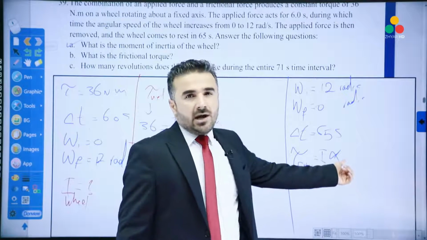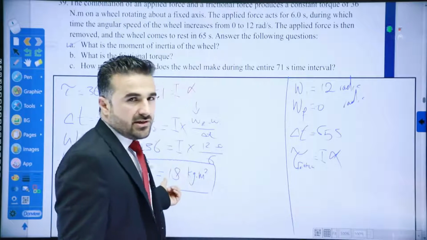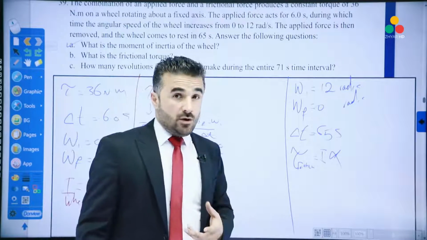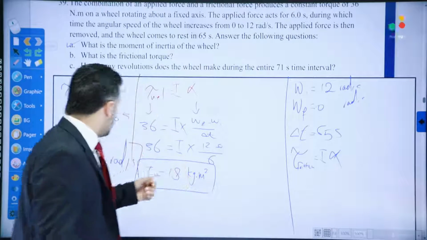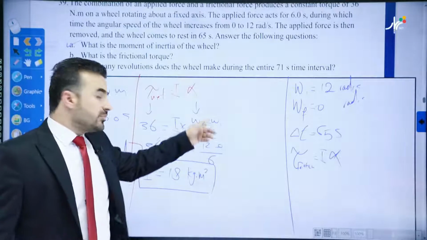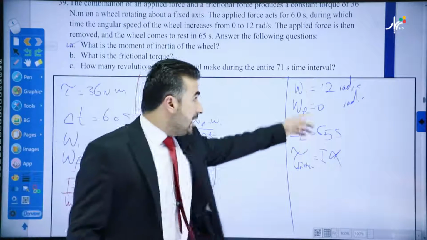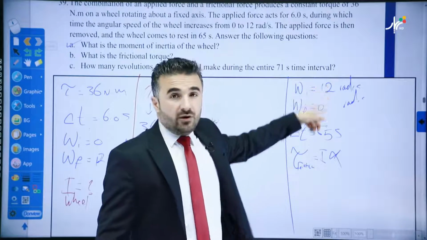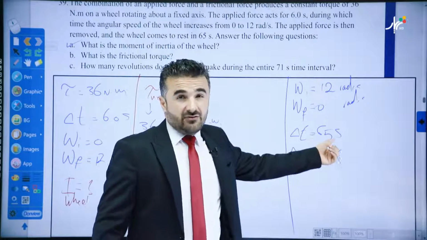And then the moment of inertia of the wheel is going to be the same, which is 18. How about the angular acceleration? Am I going to use this? Absolutely not. Do you know why? Because this angular acceleration was for speeding up. Now, here it is going to slow down from 12 to 0 in 65 seconds.